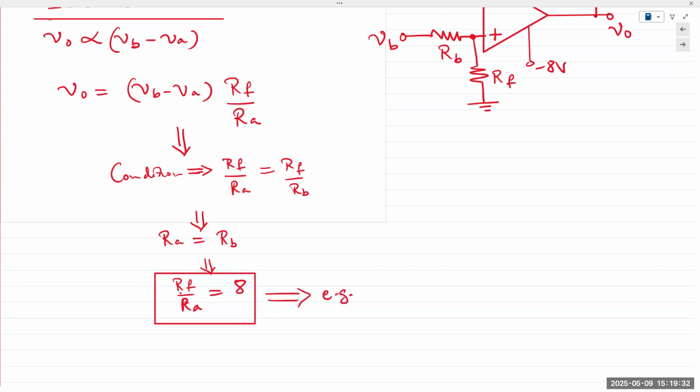As an example, we can choose RA as 1 kilo ohm and RF as a series combination of 8 times RA.